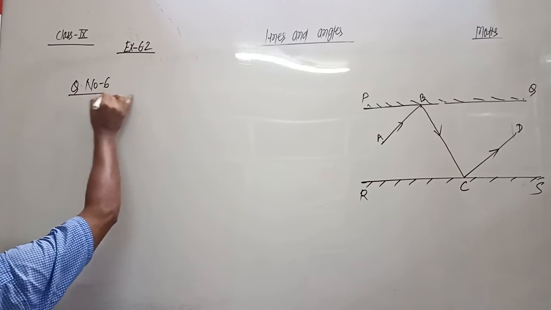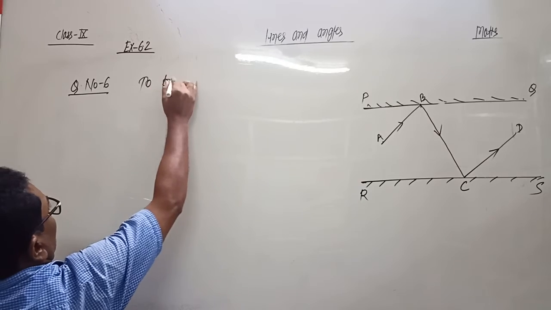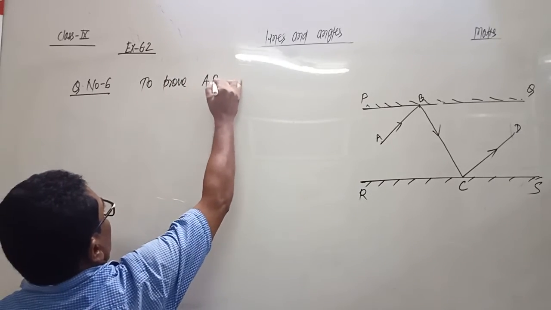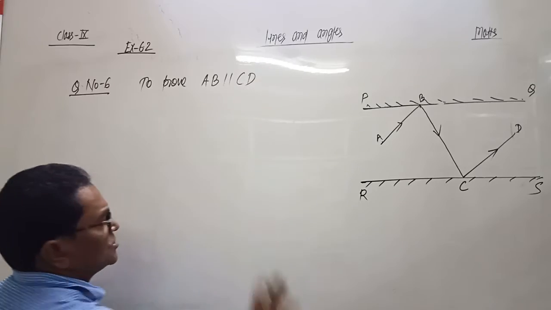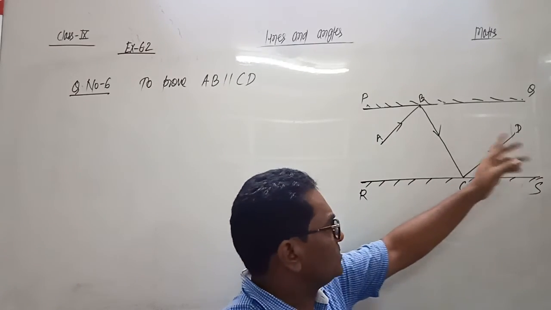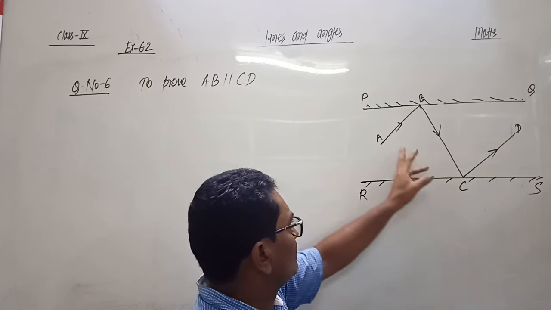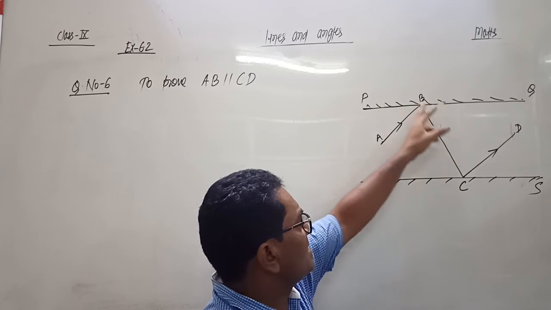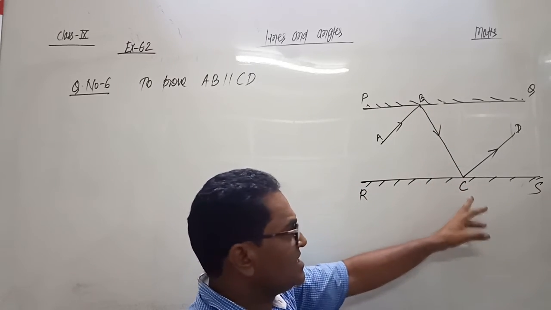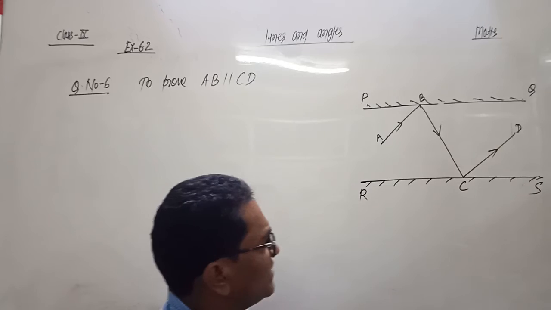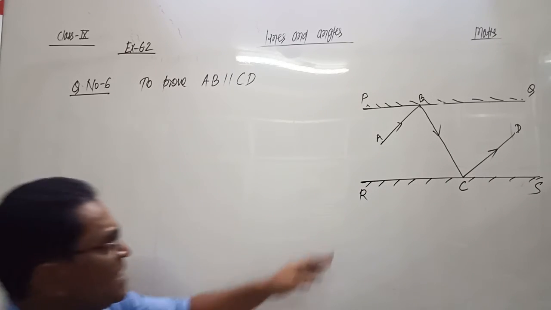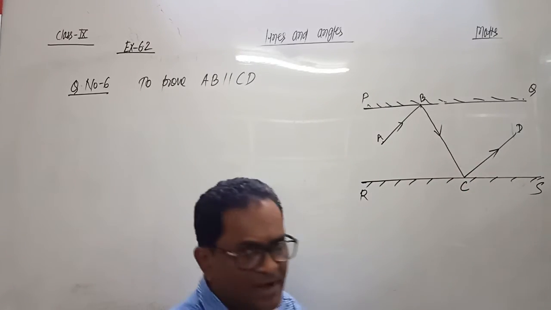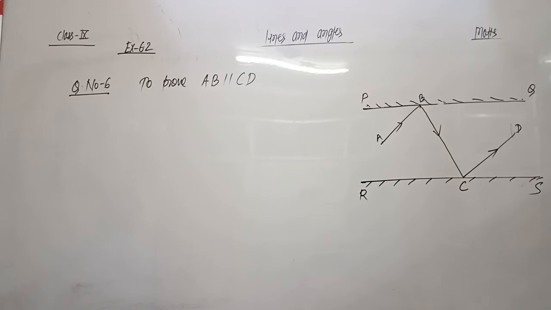Question number 6. To prove: AB is parallel to CD. The question is, there are two parallel mirrors, PQ and RS. An incident ray strikes the mirror PQ at B, then it goes along the path BC as the reflected ray, then again it is reflected along the path CD. So we have to prove that AB is parallel to CD. In this question, construction is required.